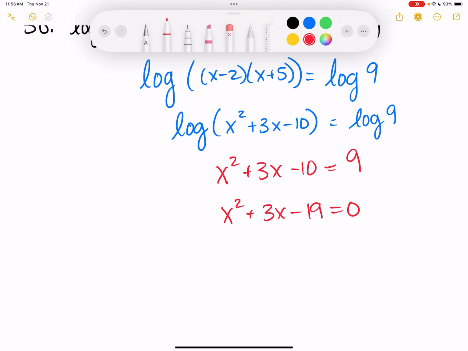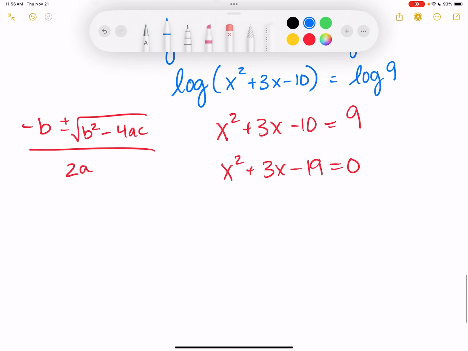Quadratic formula. Yes. So, quadratic formula, I'm just going to write it up here because it's been a little bit since we dealt with it. Negative b plus or minus the square root of b squared minus 4ac all over 2a. And then I just need to plug this stuff in to solve for x. So, negative 3 plus or minus the square root of 3 squared. So, I'm just going to write that as 9. Minus 4 times 1 times negative 19 all over 2.